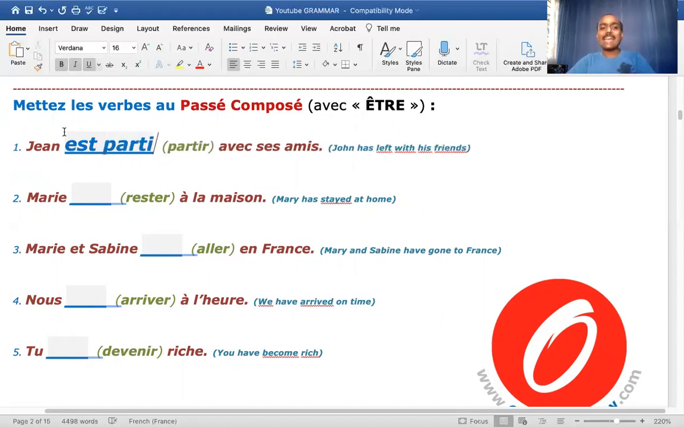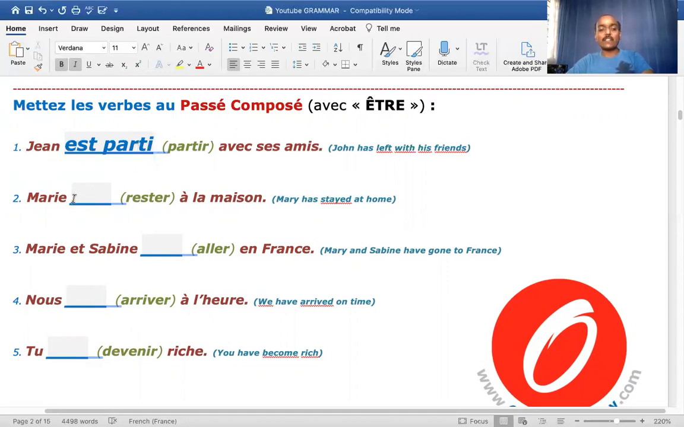Now, if you use être as the auxiliary verb, at the end of the past participle, you have to do something called agreement. But if the subject is third person masculine singular, then we need not do any changes at the end of the past participle. Like in this case, it is Jean, third person masculine singular. It is something like the subject pronoun il. So we need not add anything here.